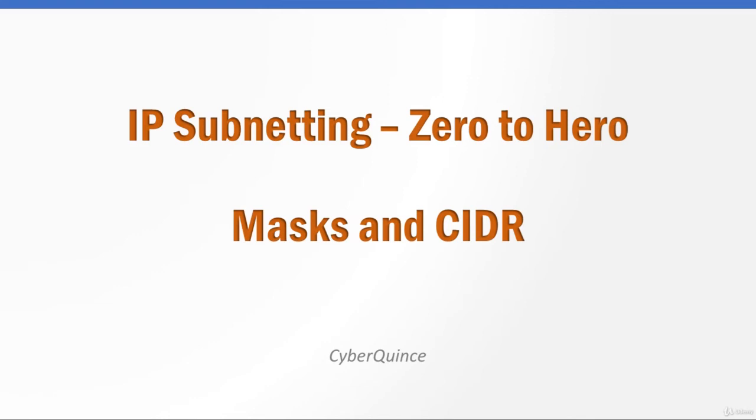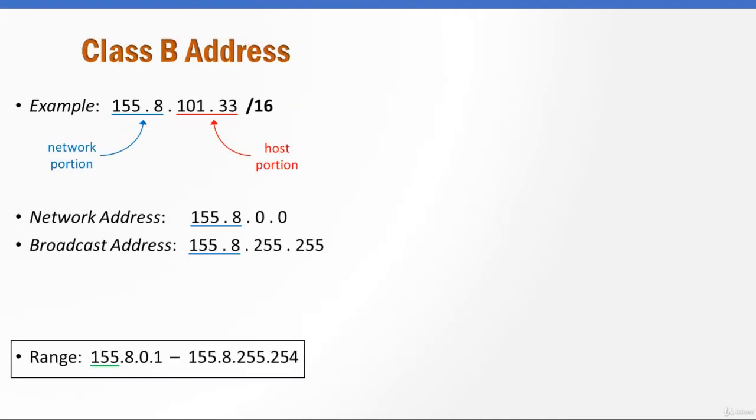As promised, in this lesson, we're going to talk about CIDR. CIDR stands for Classless Interdomain Routing, and we're going to start with an example right away. We're going to use a Class B address from the previous lesson, and we're just going to change its mask. First, let's go through this example.